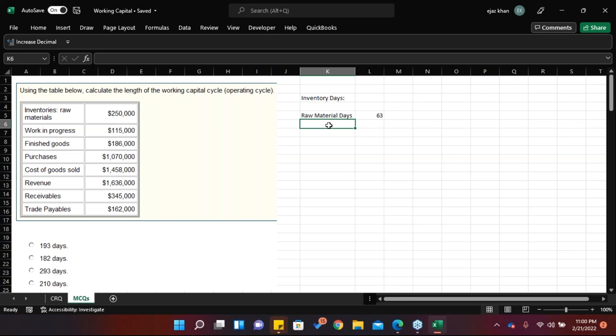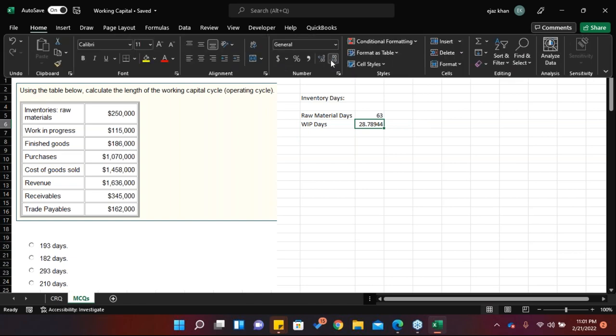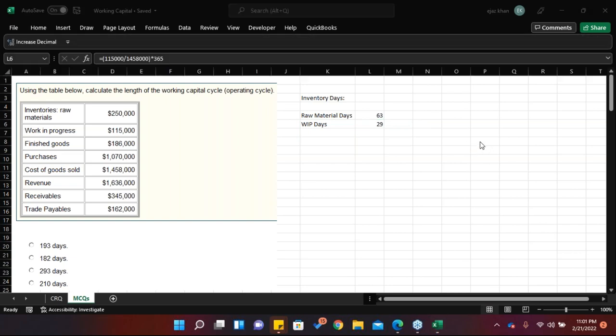Then comes work in process days. Remember, in order to calculate work in process days, we divide work in process by cost of goods manufactured in case it is given. But in case it's not given, then it should be cost of goods sold. 1,458,000 into 365. But as far as possible, take cost of goods manufactured. Days.